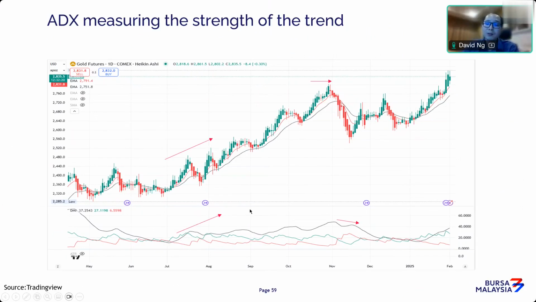So that tells you generally this uptrend has momentum. Now keep in mind, when ADX, the black line, starts to decline, it's telling you that this uptrend is losing strength. So when ADX starts to come down, that tells you that this uptrend is probably going to peak and may head in a different direction. So ADX gives you additional information on the strength of the trend.